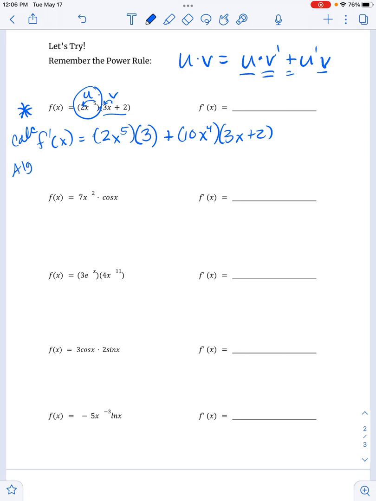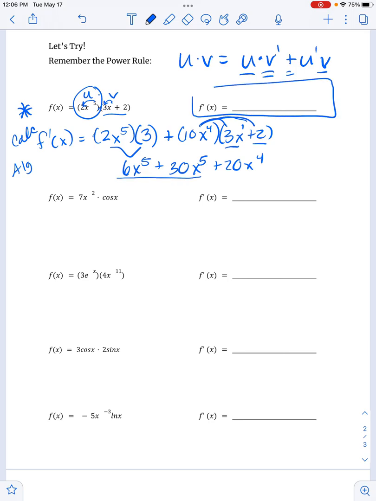Now you have to do some algebra, which is going to be like maybe distributing, multiplying, combining. So this is all algebra 1. You're supposed to know that 3 times 2x to the fifth would be 6x to the fifth. Because this has two terms separated by adding, I actually need to distribute this and multiply the 10x to the fourth by each. 10 times 3 is 30, x to the 4 times x to the 1 gives me x to the 5. And then 10x to the fourth times 2 is going to be 20x to the fourth. These are alike. So when I go to write my final derivative, I'm going to have 36x to the fifth plus 20x to the fourth.